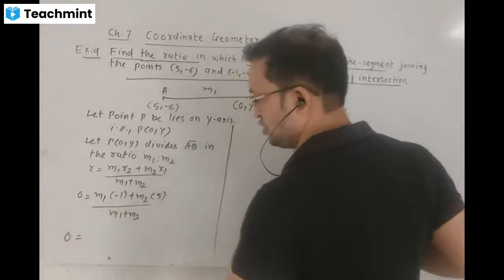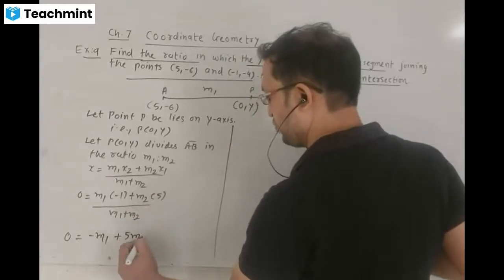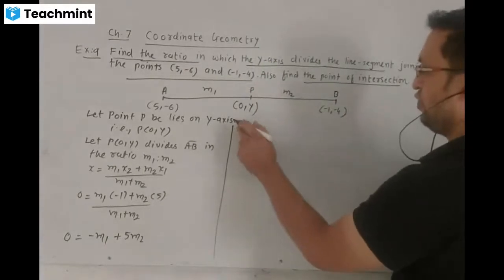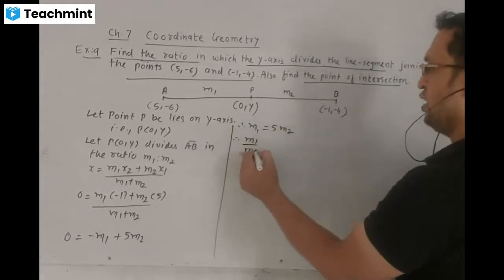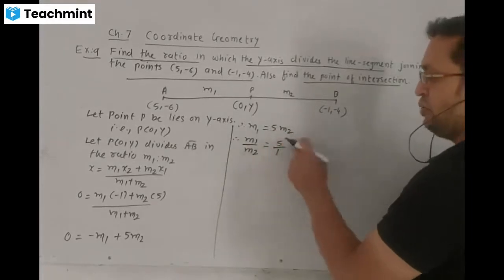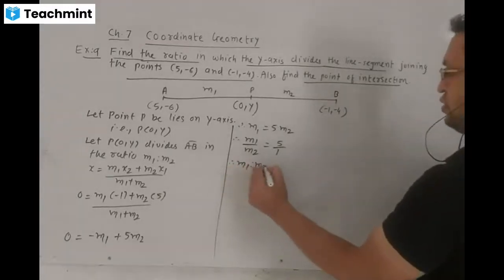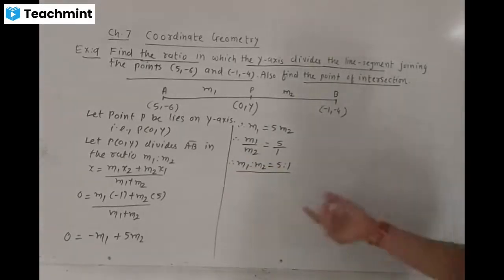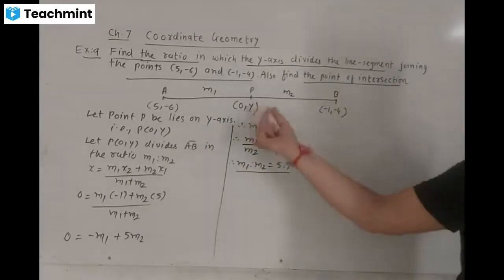Let's put this value: 0 times (m1 plus m2) is equal to 0 minus m1 plus 5m2. Transposing to the left side, that is positive m1, m1 is equal to 5m2. Therefore m1 is to m2 is equal to 5 is to 1. So here we have found the ratio.